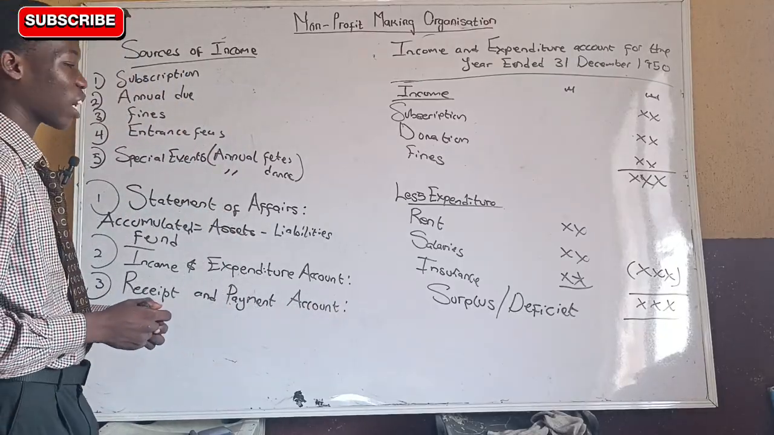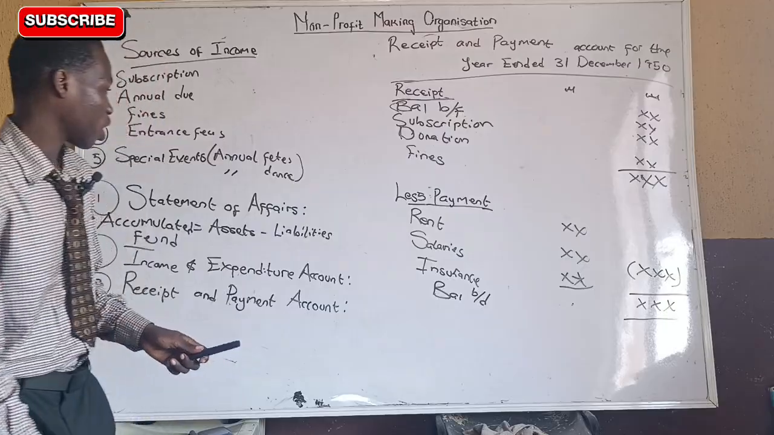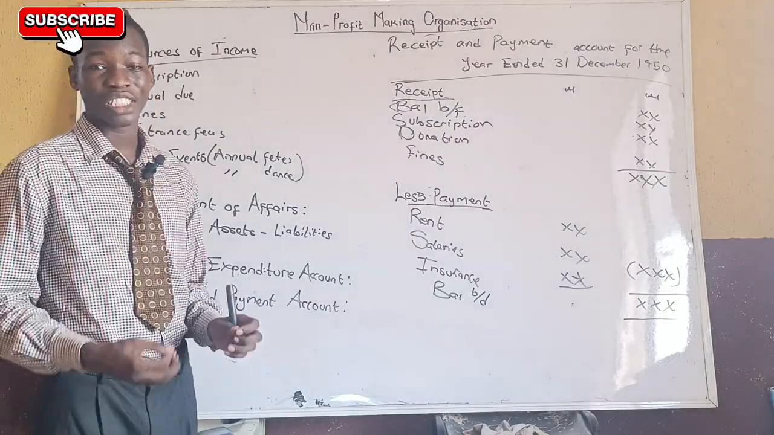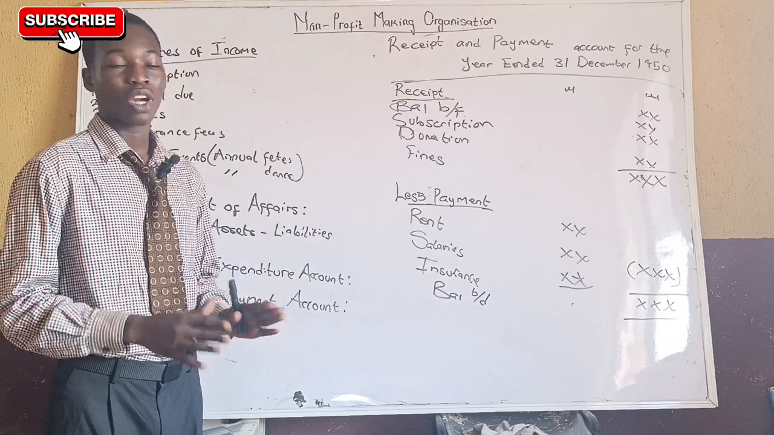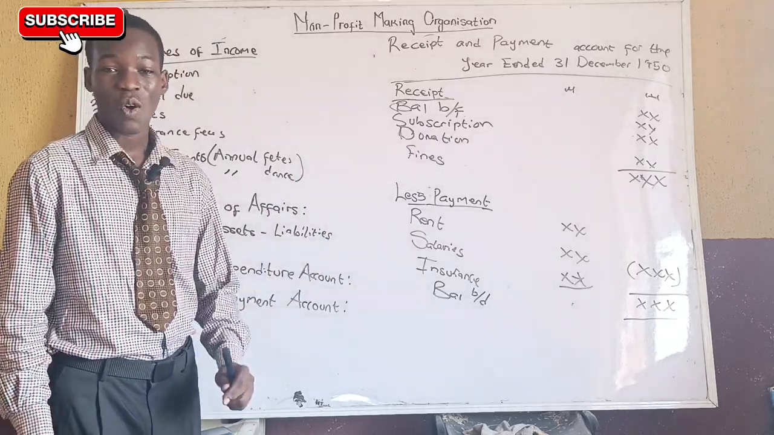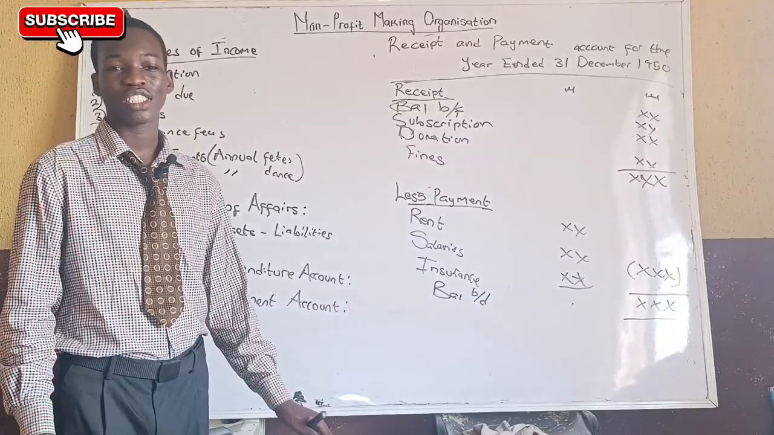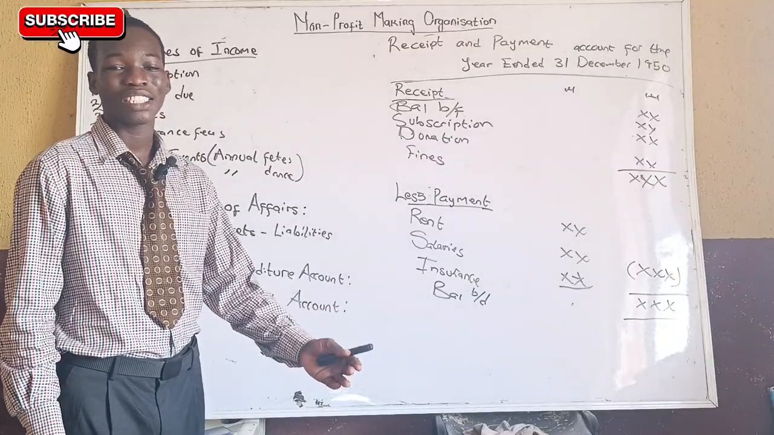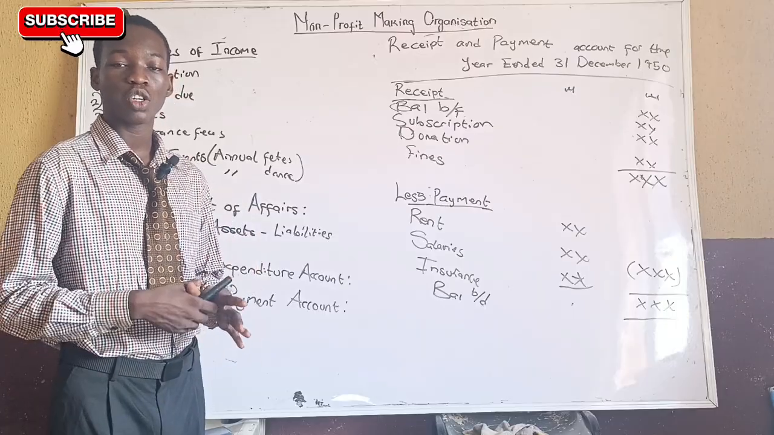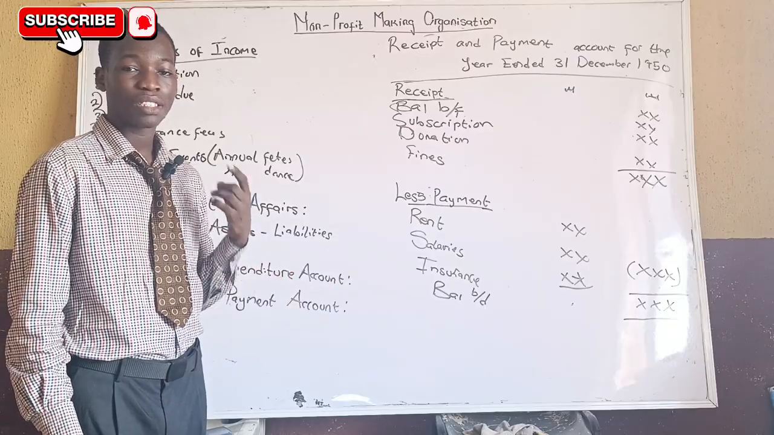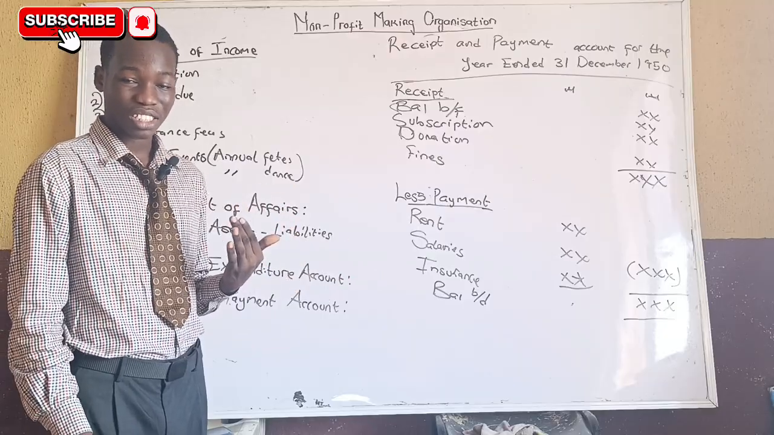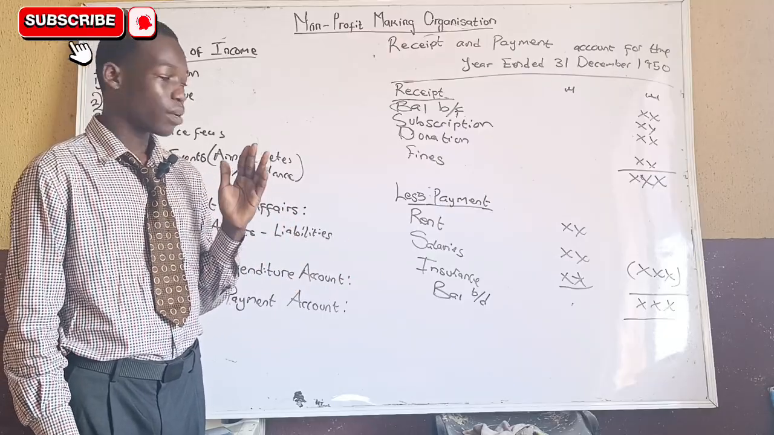The receipts and payment account. For the receipt and payment account, it is the same or similar to the cash book. So the cash book is now called receipt and payment account under not-for-profit making organizations. When you are defining this, you can say that it's a summary of all cash received and all payments made. So it shows the actual cash you received and the payments made, the same thing as the cash book. The cash book shows the actual cash received and the payments made.